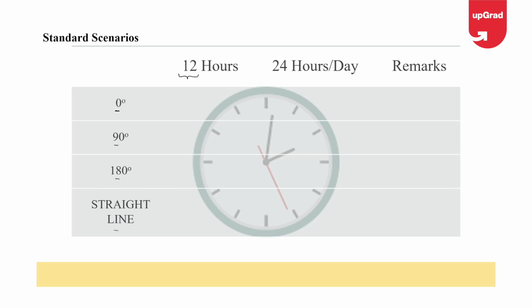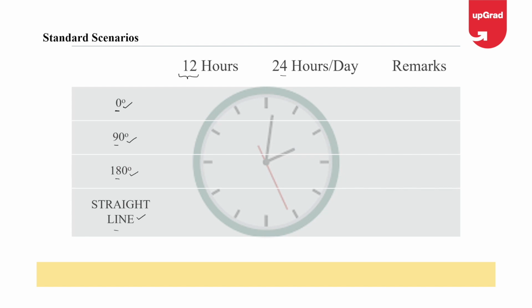Now my fifth question is, in a day or in a span of 24 hours, how many times do the needles form 0 degrees? In a day, how many times do they form 90 degrees? In a day, how many times do they form 180 degrees? And in a day, how many times are they in a straight line? And I've kept a column for remarks. If I have something to explain, I'll put it here.